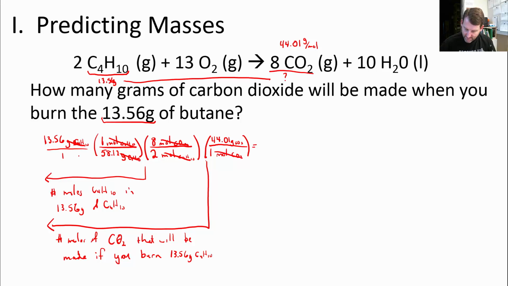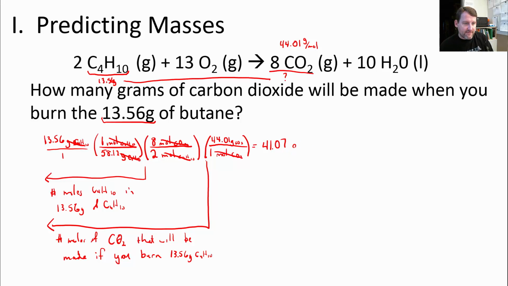So again, we start by typing our first number in, 13.56. Our next number is on bottom, so it's divided by 58.12. The next number is on top, so we do times 8, divided by 2. The next number is on top, so we do times 44.01. And we get an answer of 41.07. And I know I start with 4 digits, 1, 2, 3, 4, 4 significant figures. So I want to end with 4 as well, 1, 2, 3, 4. And that's why I've chosen to round to that 7 right there.